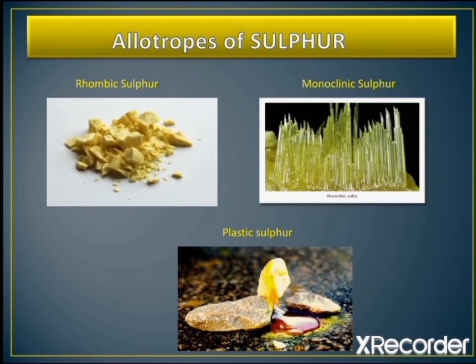Allotropes of sulfur. Sulfur consists of molecules that contain 8 atoms, S8. Sulfur also exists in several crystalline and amorphous forms. Rhombic and monoclinic forms are its important crystalline forms, whereas plastic sulfur is the amorphous form.